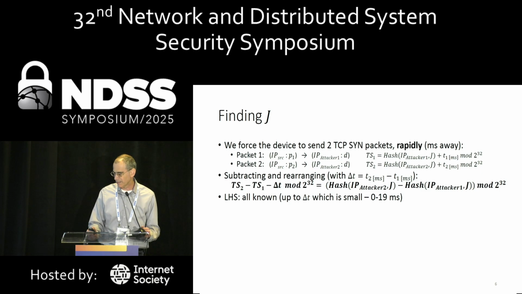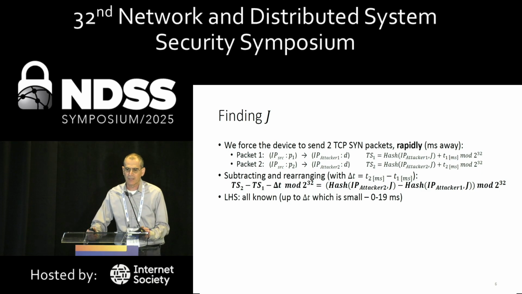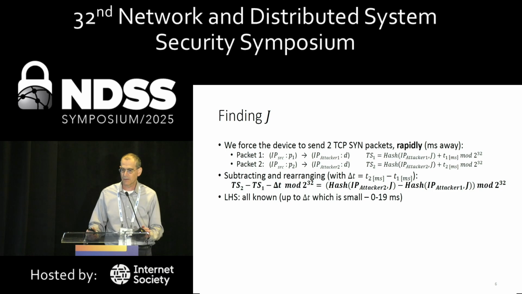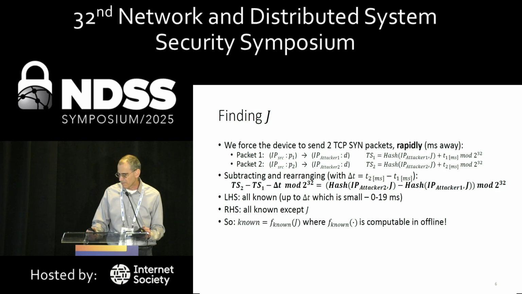And where delta t is small, we cap it from above by 20 milliseconds, so that leaves it only with 20 possible values. And at the right-hand side, everything is known except j. So we have something known at the left-hand side equals a function of known parameters at the right-hand side, up to an unknown quantity j of 32 bits. And this function is computable offline.